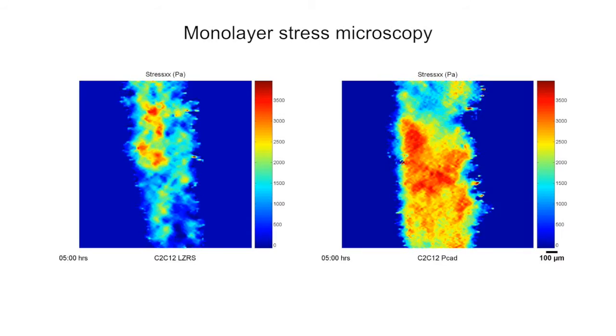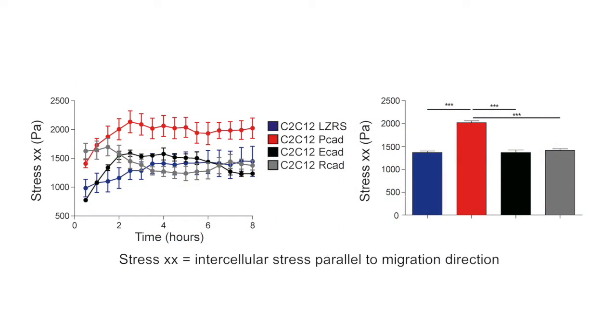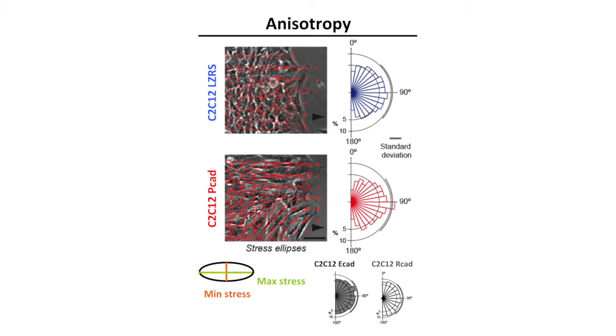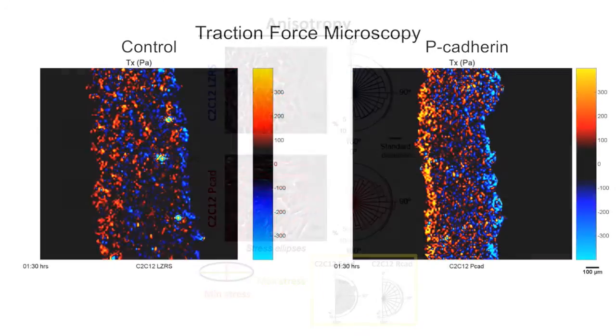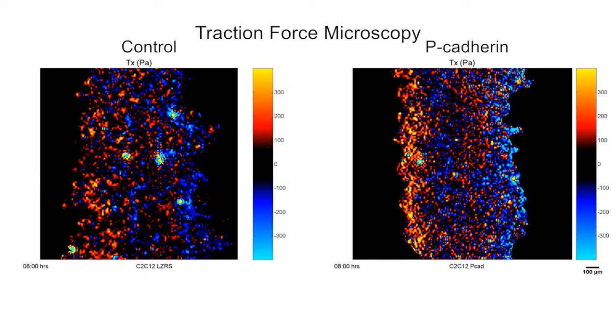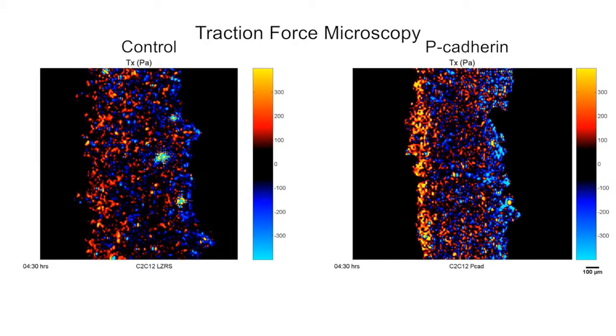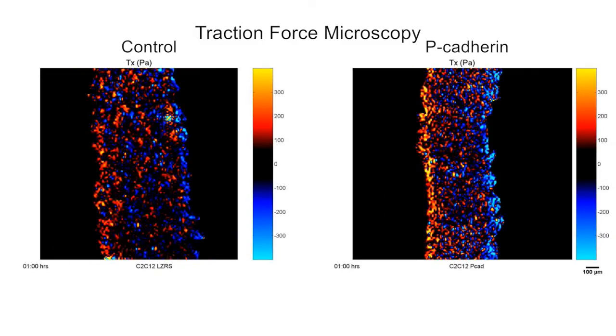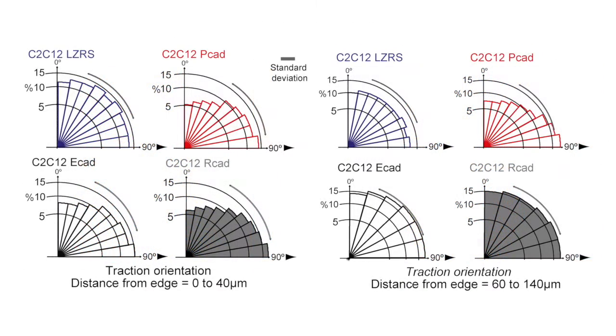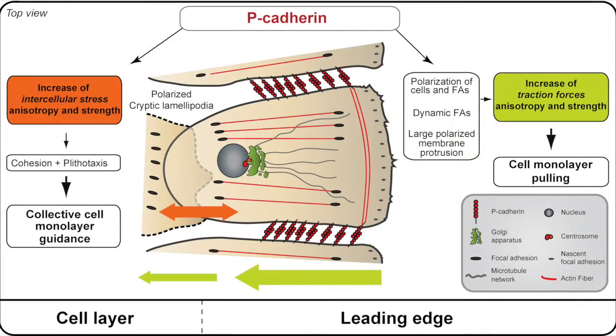And what we observe is that P-cadherin expression not only increases the strength, but also the anisotropy of the intercellular forces. P-cadherin expression is associated with an orientation of the maximal stress parallel to the migration direction. And this was not observed after E or R cadherin expression. We also measure the traction forces, which are the force that the cell exerts on the substrate. And we observe that P-cadherin, again, is associated with a specific increase in the traction forces and also an increase of the orientation of the traction forces in the migration direction. Thus, P-cadherin drives collective cell migration by polarizing cells and orienting mechanical forces in the direction of migration.